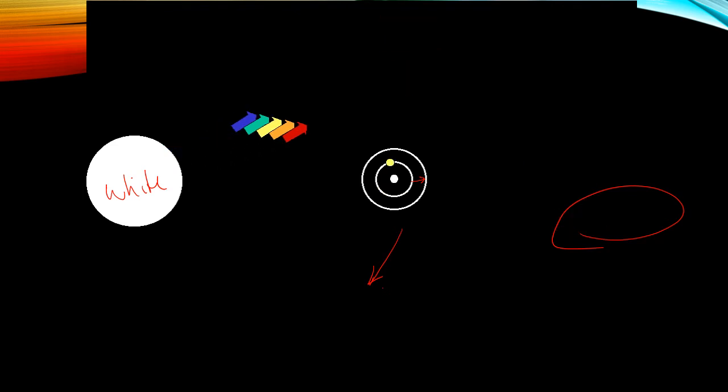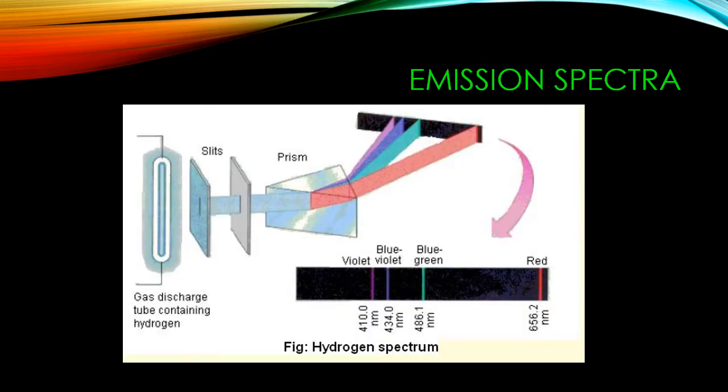How does this relate to our flame tests? Another way to look at this is what's called the emission spectra. Basically, you saw the emission spectra in the previous animation, but here we have a gas discharge tube containing hydrogen. So we're applying electricity to this, and the electricity then excites the electrons. So these electrons are going from what's called a ground state to an excited state. They go up!